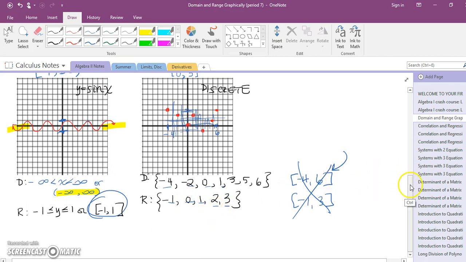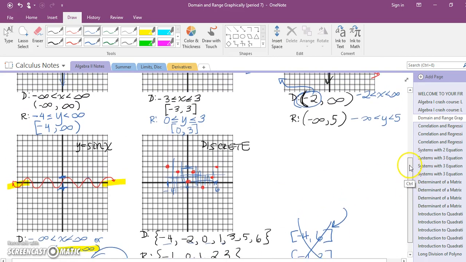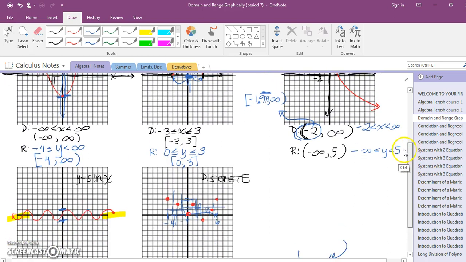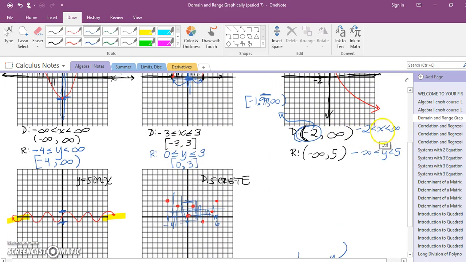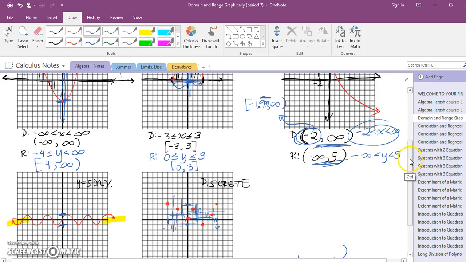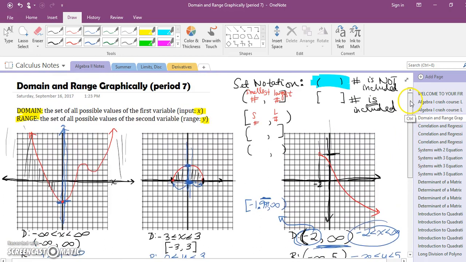Okay, so this will hopefully help you do that homework half sheet on domain and range. Do it in set notation. You can also do an inequality notation, but I really want you moving towards set notation. And then don't forget your bookwork and the correlation video as well.